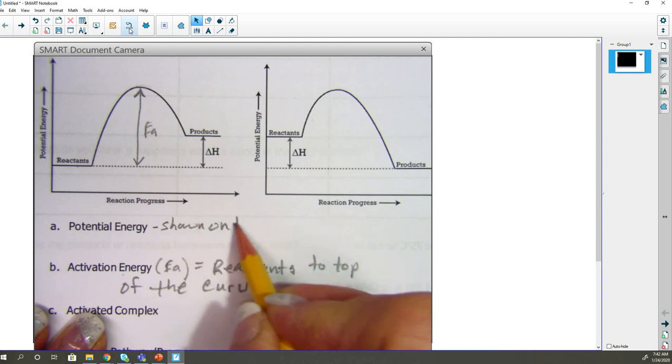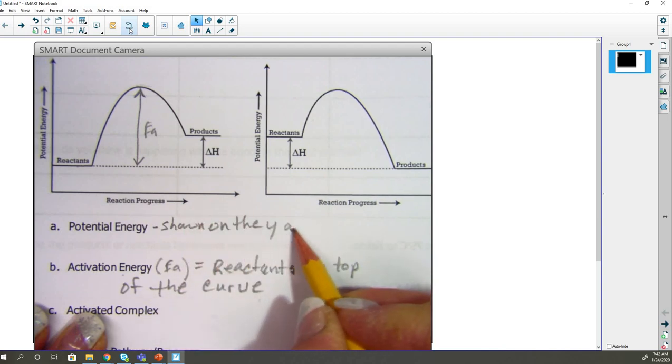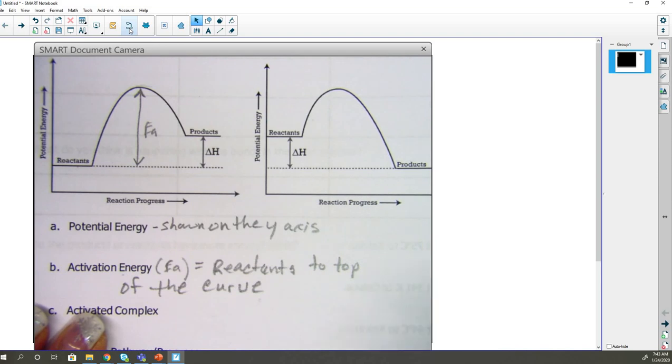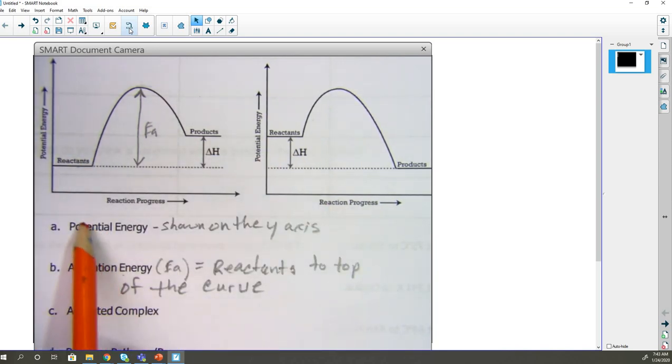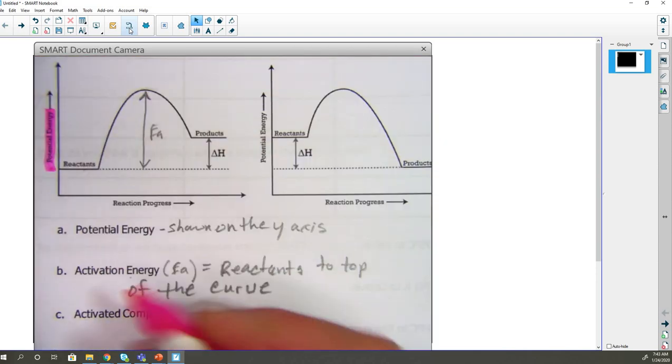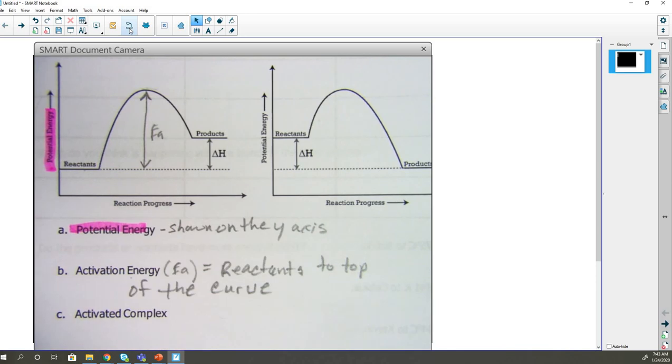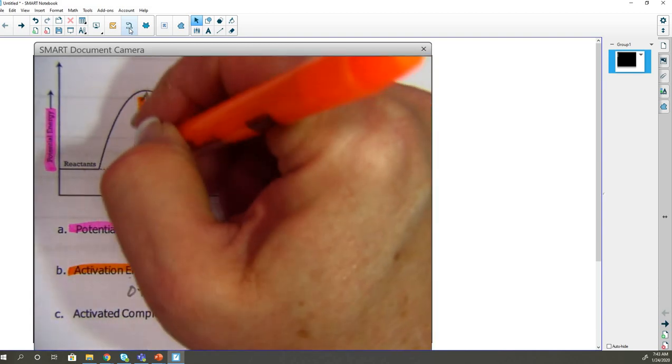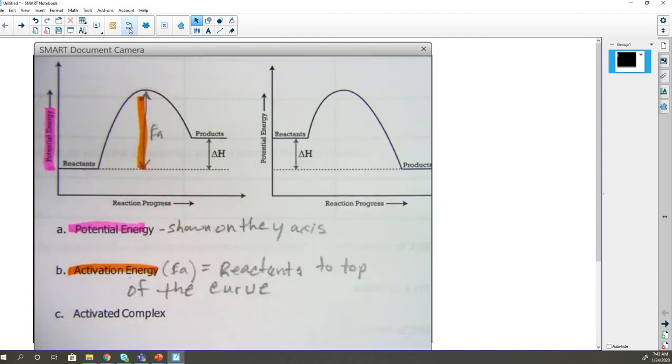That's over here. So you've got colored pencils in front of you. Whoops, this colored pencil's not going to help me because it doesn't have any lead. So I'll use this. I'm just going to help myself by saying this is potential energy, that's potential energy, so I can keep track of it. And then same thing with activation energy, so I know what each is.